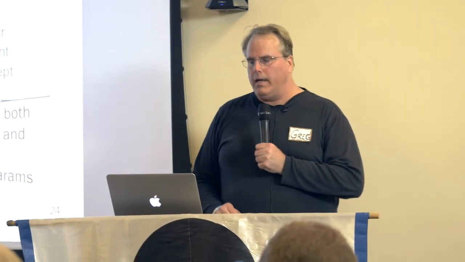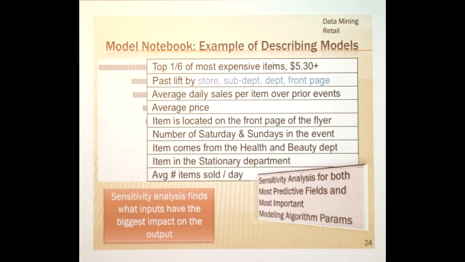And then getting to some of the reasons as far as what was driving it. If it's in the top 6 of the most expensive items, and surprisingly, that would be like $5.30. So a lot of low-priced items is what's typical in these flyers. Looking at past lift by a combination of store, sub-department, department, and whether it was on the front page or not. Average daily sales per item over prior events. So these are some of the most predictive variables that were going into it.